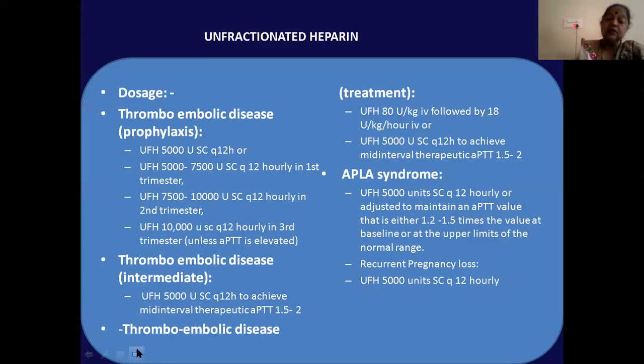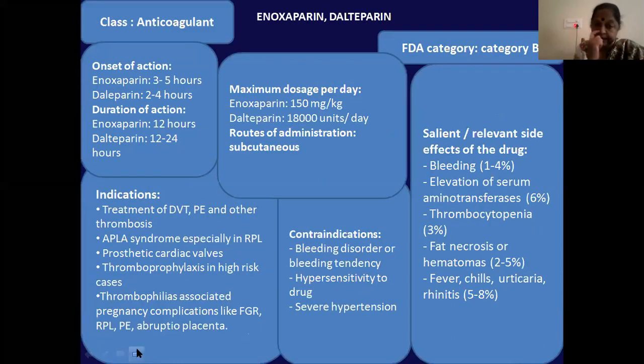So it is also used in recurrent pregnancy loss as unfractionated heparin 5,000 units subcutaneous 12 hourly. We all use enoxaparin and dalteparin. There are more, but you should know the dosages of these anticoagulants. Now, onset of action, enoxaparin is 3 to 5 hours, dalteparin is 2 to 4 hours, and the duration of enoxaparin is 12 hours. And dalteparin is more long acting, that is 12 to 24 hours.